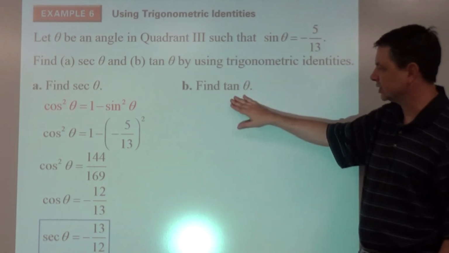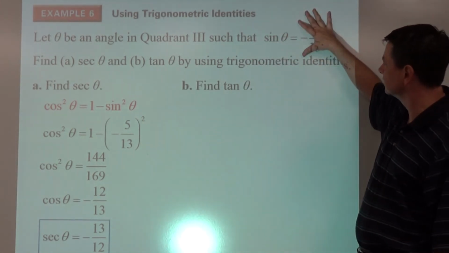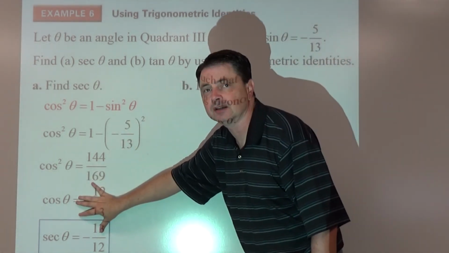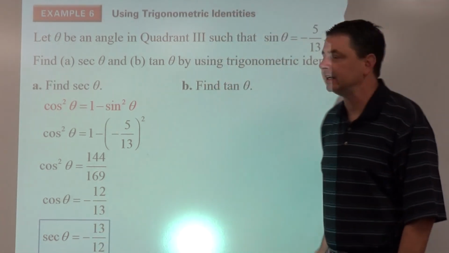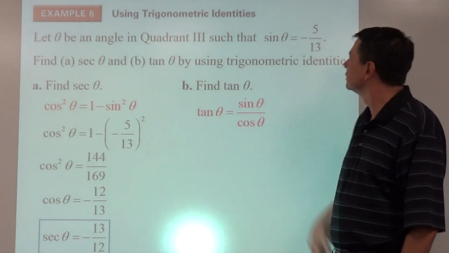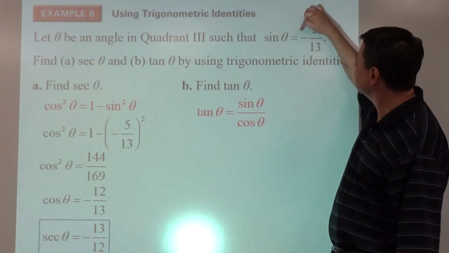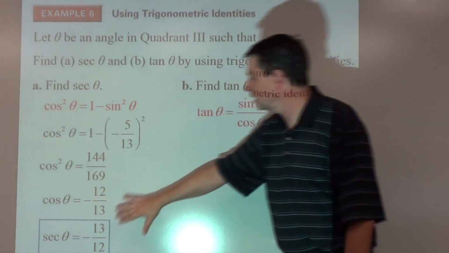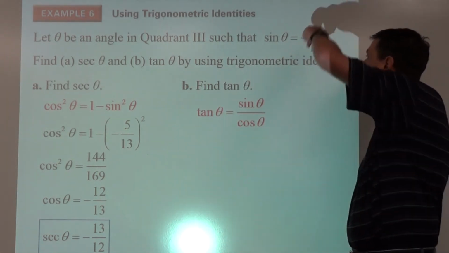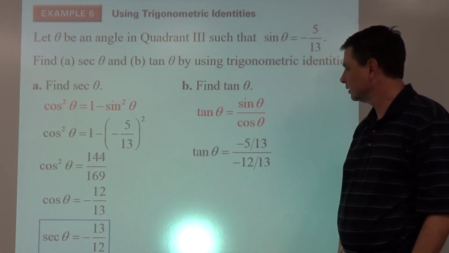How do we get tangent? Well, we know sine, we know cosine, so use the quotient identity. Sine here divided by cosine here, negative divided by negative. Denominators cancel, 5 over 12.